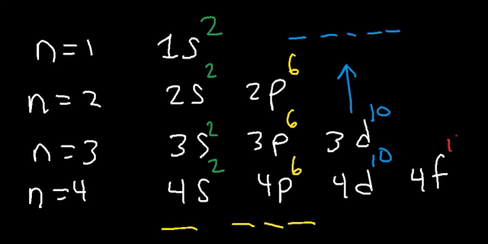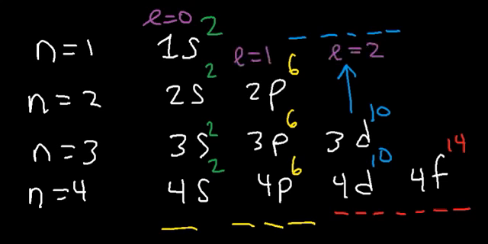F can hold up to 14 electrons, and F has 7 orbitals, 1, 2, 3, 4, 5, 6, 7. So those are some things you want to keep in mind. By the way, whenever you have the S sublevel, L is equal to 0. For the P sublevel, L is equal to 1. For D, L is equal to 2. And for F, L is equal to 3.